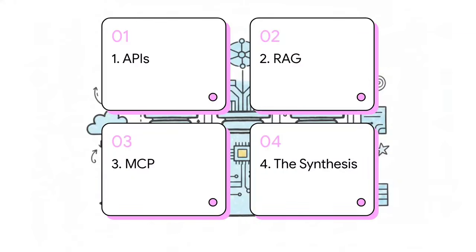Okay, let's dive into this and tackle it step by step. First up, we've got APIs, or how apps communicate. Second, RAG, which is all about giving AI specialized knowledge. Third is MCP, the new universal standard. And finally, number 4, the synthesis flow, where we'll see them all working in action.